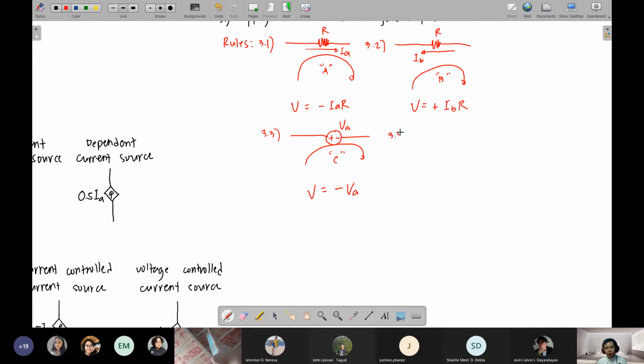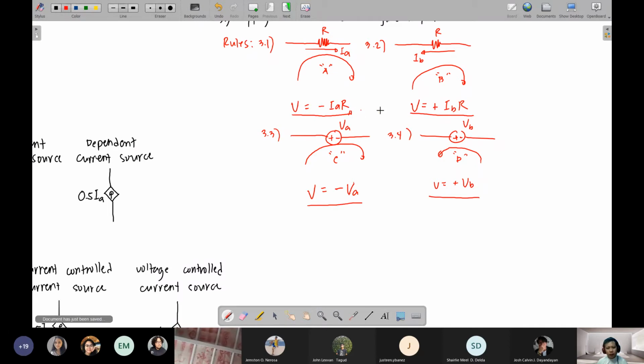And also, rule 3.4, let's say another voltage source. Let's call this VB. But the loop is opposite, let's say loop D. With this one, the loop enters the negative side and exits the positive side. As I've said before, you will follow the exit side. The exit side is positive, therefore the voltage for this one, when you apply KVL, will become positive VB. So these are the rules when you apply KVL.